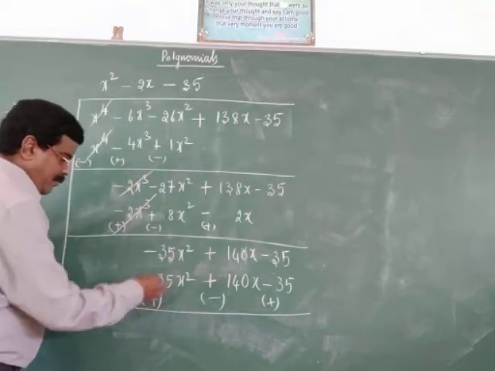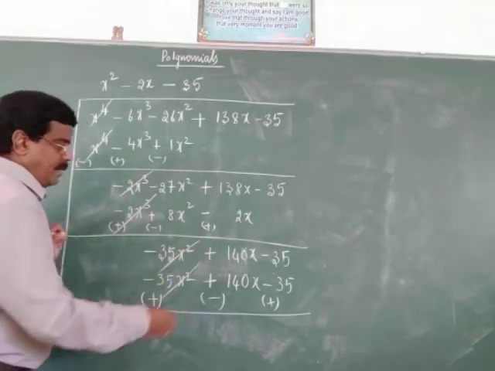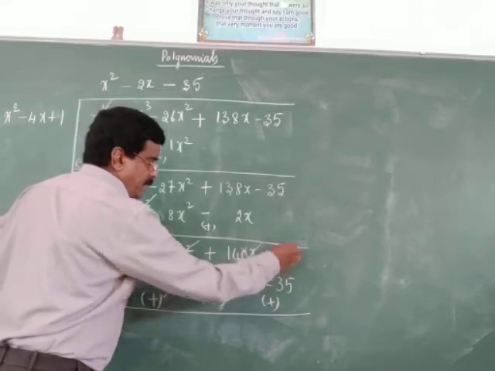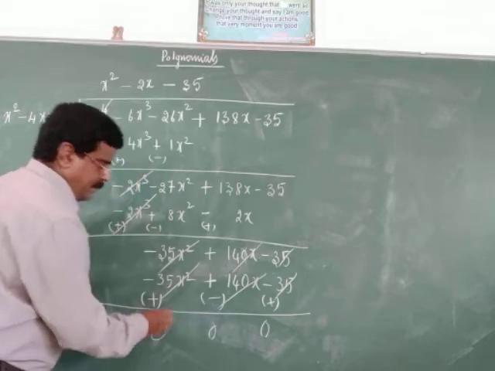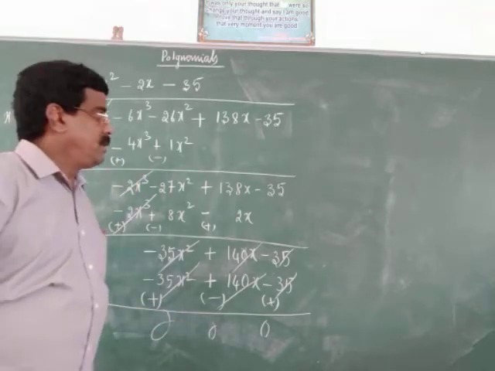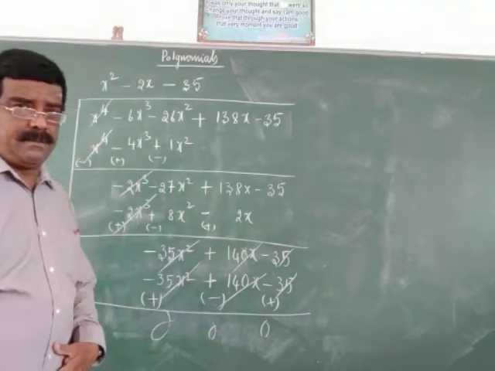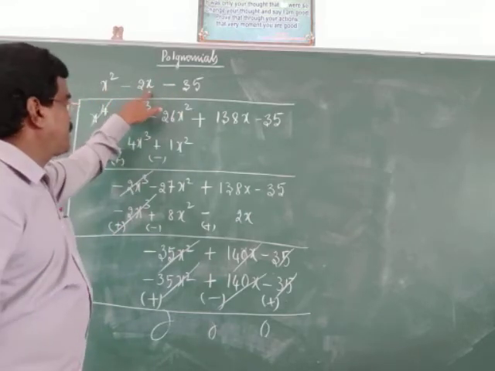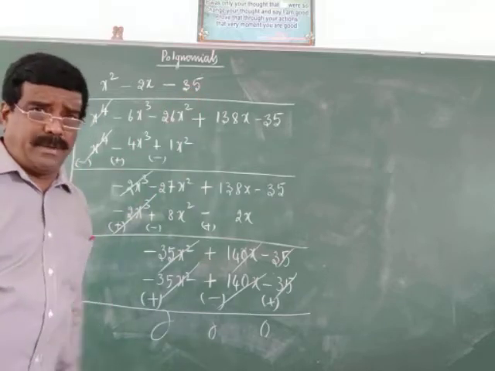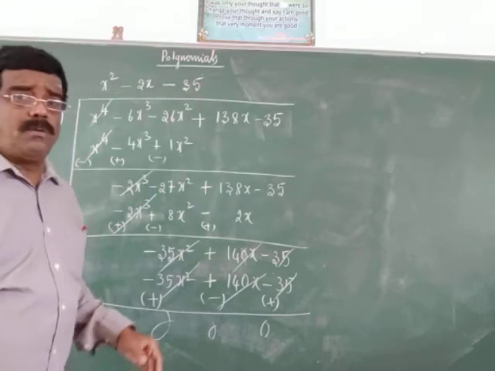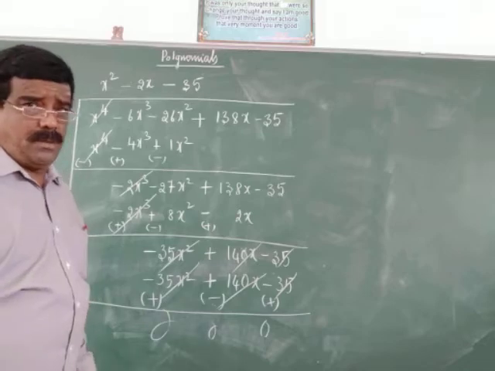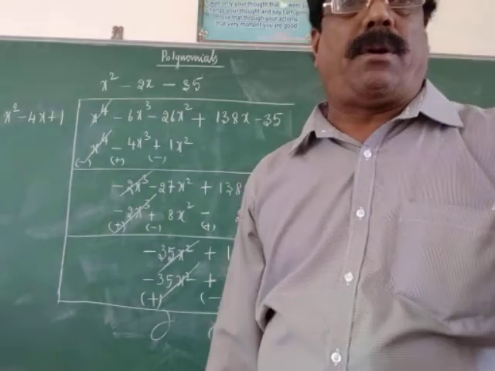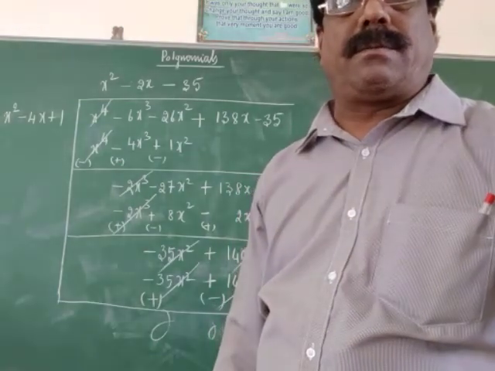See, minus 35 plus 35 gets cancelled. 140 minus 140 gets cancelled. Minus 35 plus 35 gets cancelled. Let us get 0 as the remainder. You must get 0 as the remainder because these are all the factors. Now this is most important, children. This is the quotient we got, x square minus 2x minus 35, which is again one more quadratic polynomial. You have to factorize that to get the zeros of the polynomial. That we will discuss now.